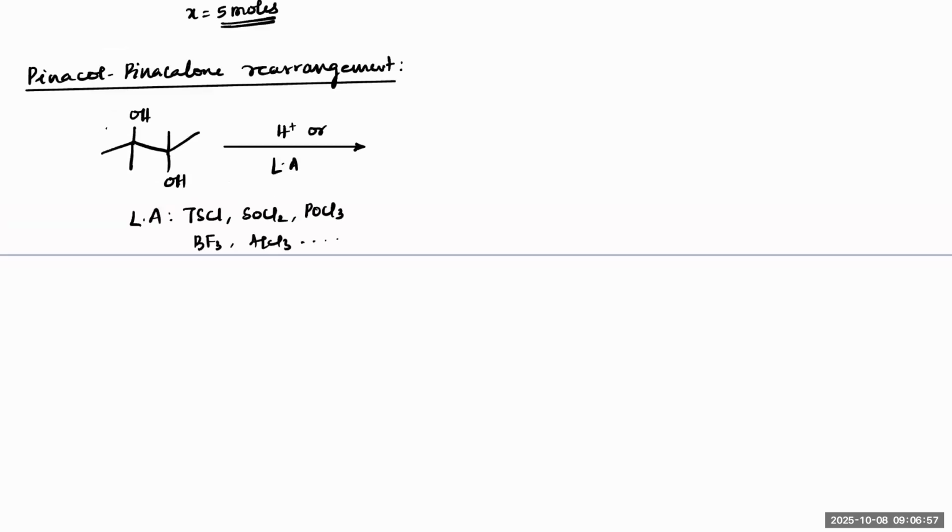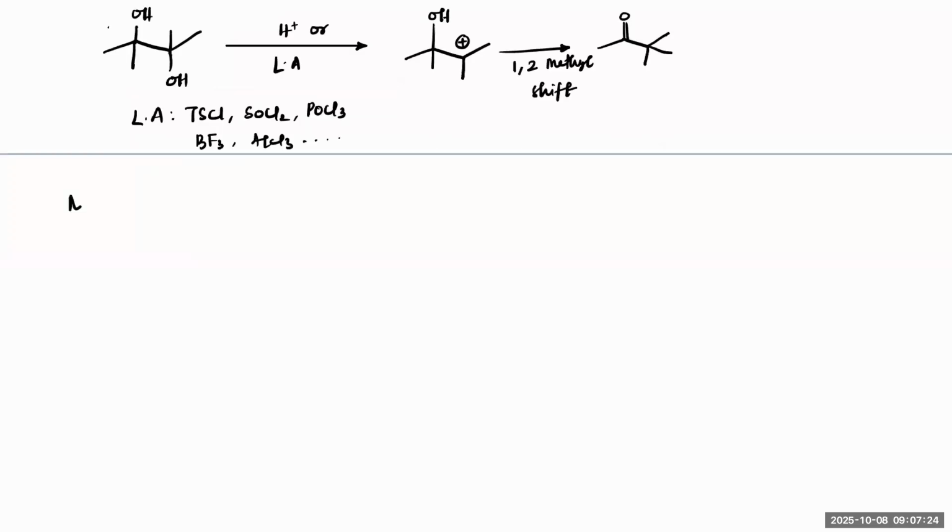That will help in first removing one OH group, clear? And there you can get a carbocation. From there, a methyl shift can take place, and then we can get a double bond O here. This is after a 1,2 methyl shift. Usually, what to shift is already given, but in case it is not given, just check the migrating aptitude.